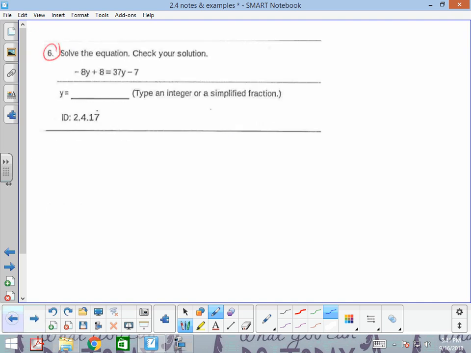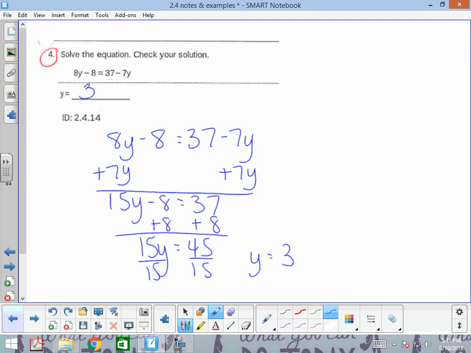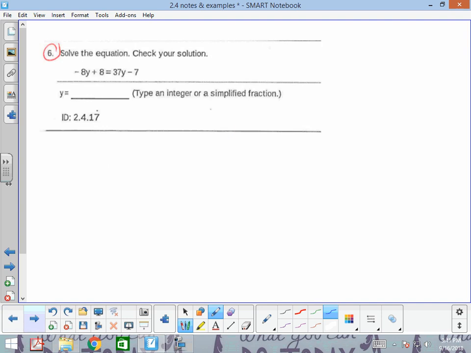All right, number 5 is similar to number 4. I think I skipped number 4, didn't I? Or did I skip number 4? No, I did. Okay, here's number 6.